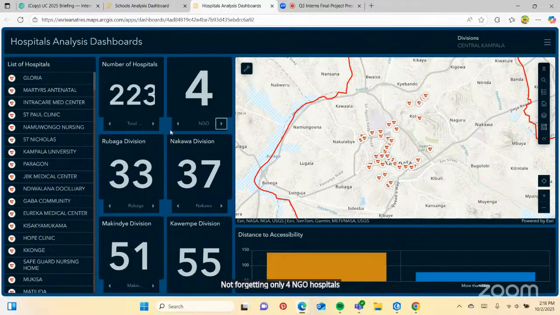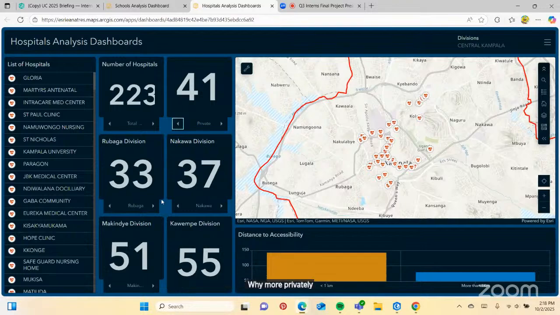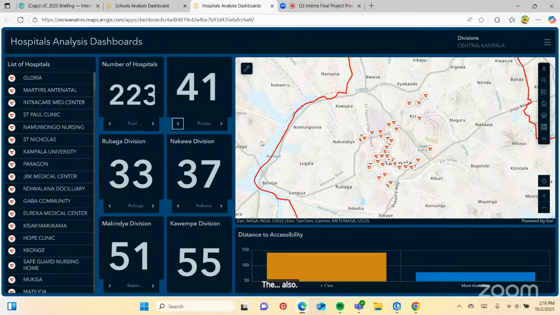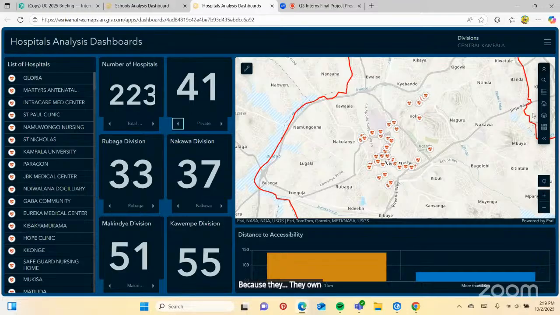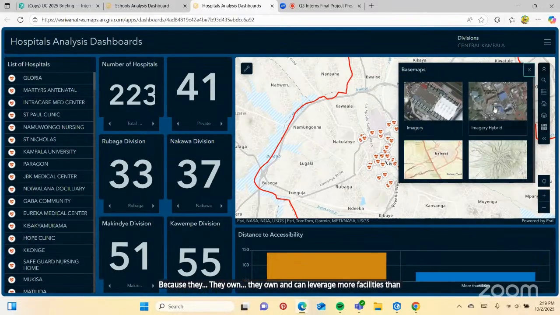So this brings in questions from the analysis. Why more privately owned hospitals? From the research I've made, it also cuts across to the schools. People in Kampala, the natives or the citizens, would prefer to use the privately owned hospitals because they own and can leverage more facilities than these other government institutions.